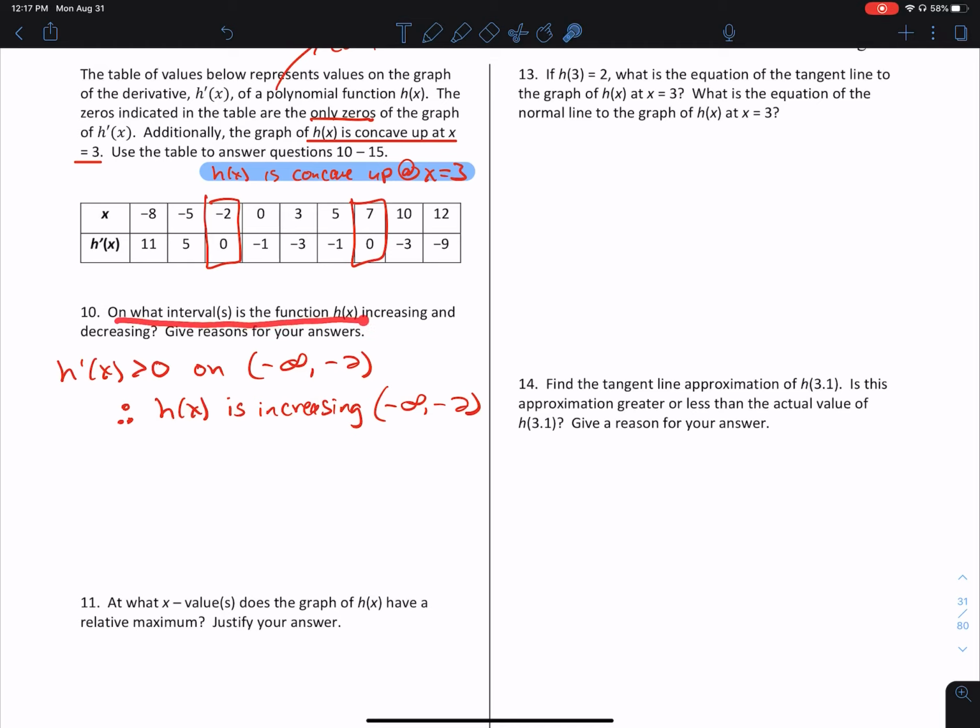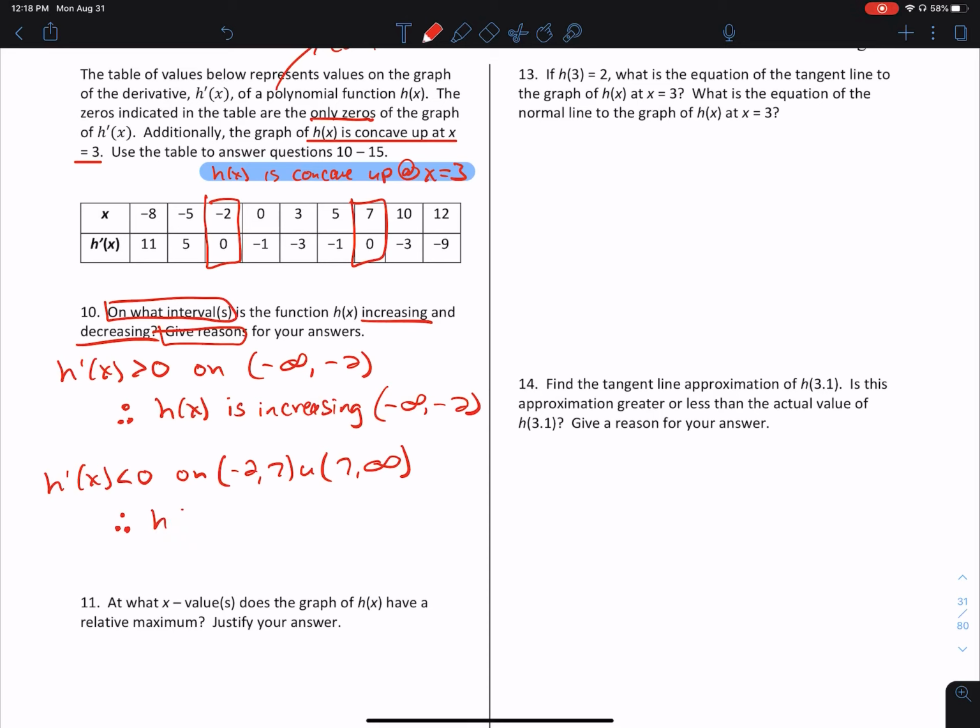On what intervals is the graph increasing? Let's find increasing and decreasing and give a reason. We have the reason and we have that it's increasing. H of x is going to be decreasing whenever h prime is less than 0, when it's negative. H prime, which is this table, is negative on this interval from negative 2 to 7, non-inclusive, and then from 7 to infinity. H prime of x is less than 0 on the interval from negative 2 to 7 in union with 7 to infinity.